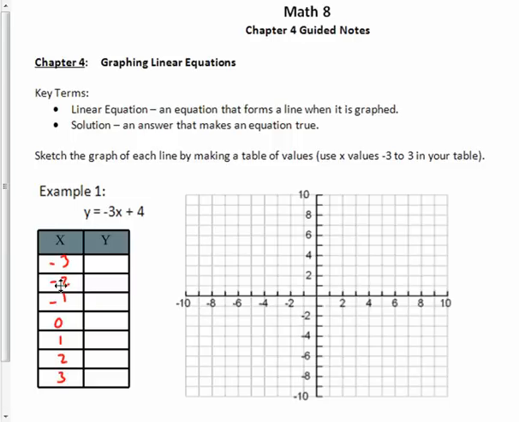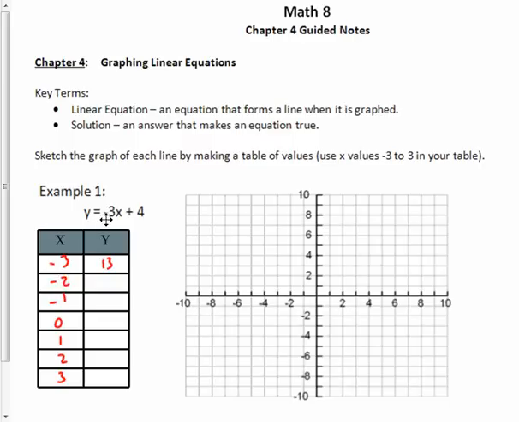What we do, these are our domain values, our input values. We substitute that into our equation, and we solve the equation, and we get our range or our output values in for y. So -3 times -3 is +9. 9 plus 4 is 13. Okay, and we actually won't be able to graph that one because 13 is off of our chart. So we'll go to the next one.